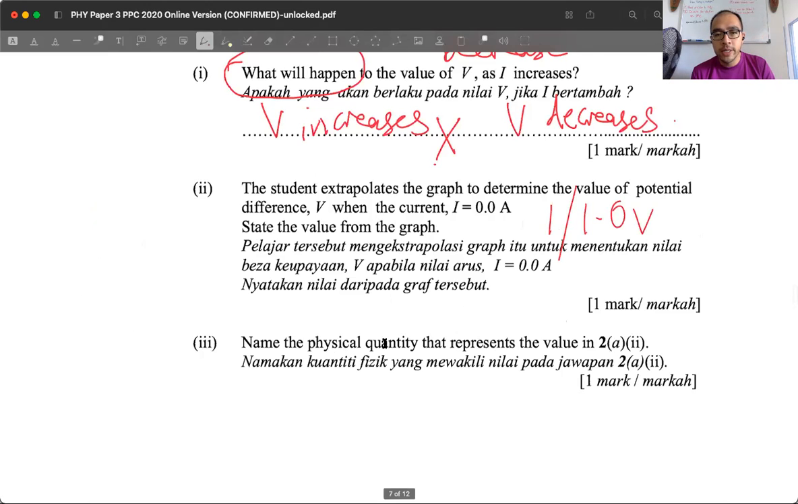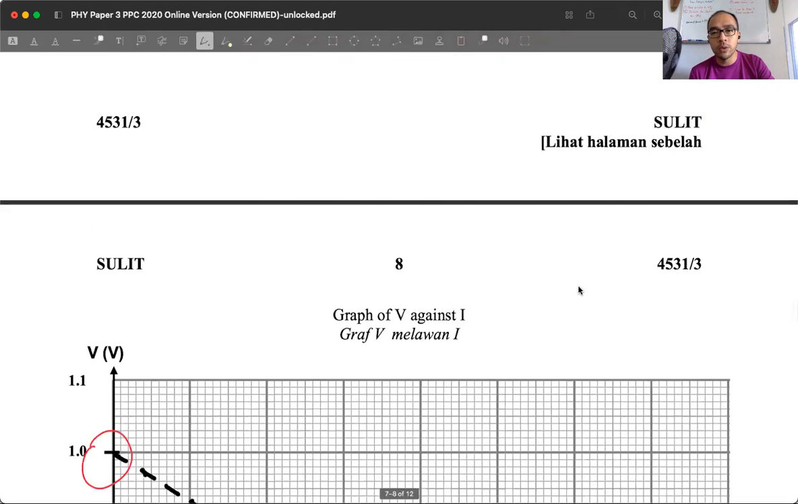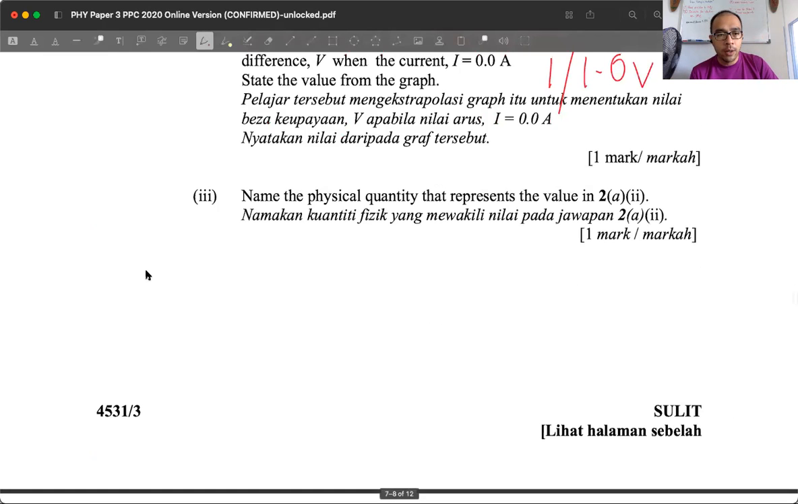Okay, name the physical quantity that represents the value in 2A. This is where I think we need to do a little bit of ulang kaji. Now, standard VI graph is this. Okay, this is Ohm's law.